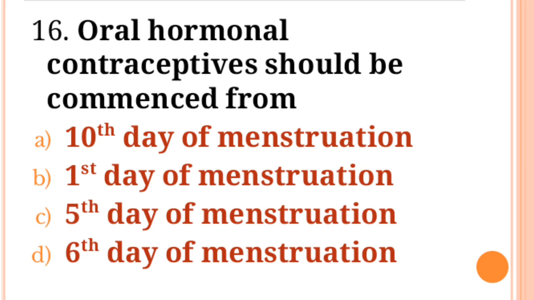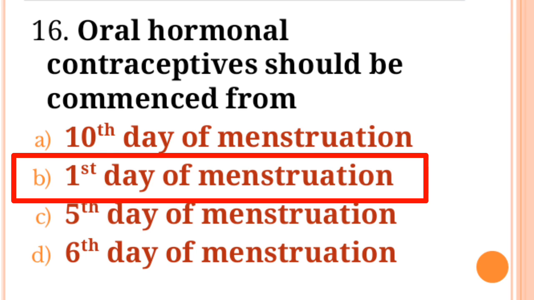5th day of menstruation, D. 6th day of menstruation. Answer is B. First day of menstruation. Oral hormonal contraceptives should be commenced within first 5 days of menstruation, usually from first day of menstruation, for its more effectiveness and making less error.